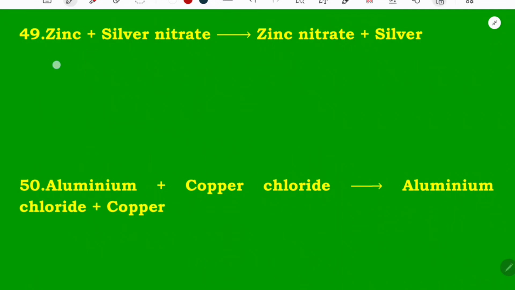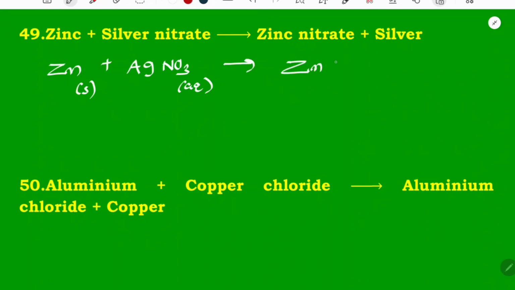So zinc, symbol Zn, silver nitrate AgNO3. This is solid, this is aqueous, to form zinc nitrate, Zn(NO3)2 plus 2Ag. So 2Ag means 2Ag, so the equation is balanced. This is aqueous, and this is solid here.